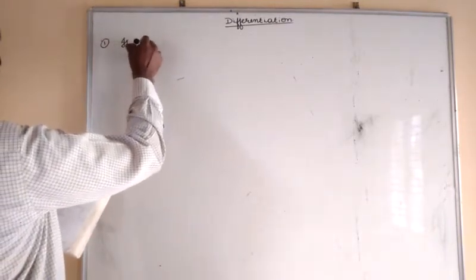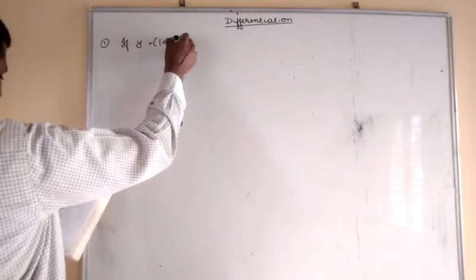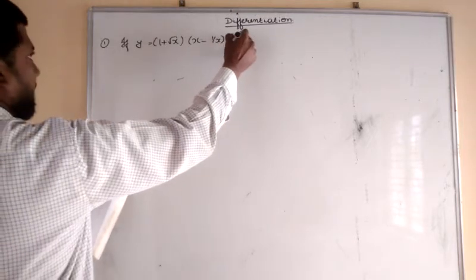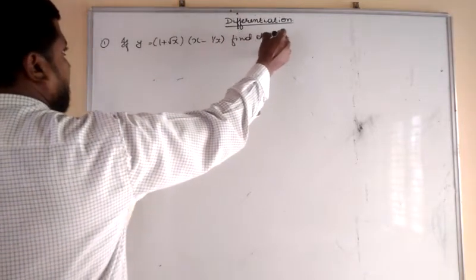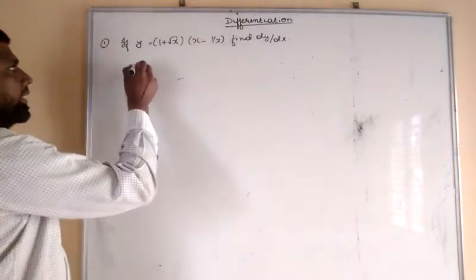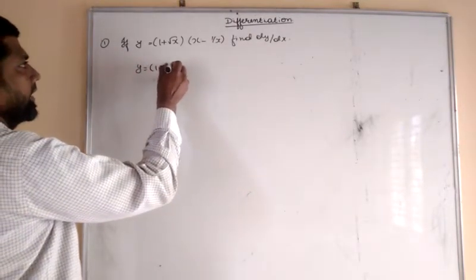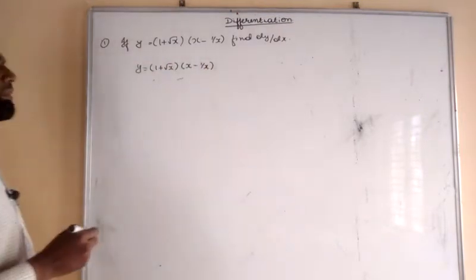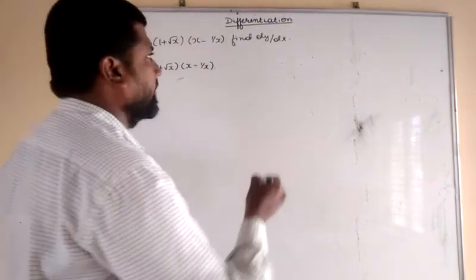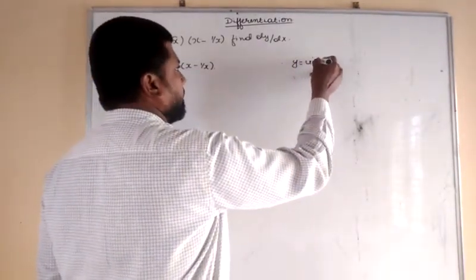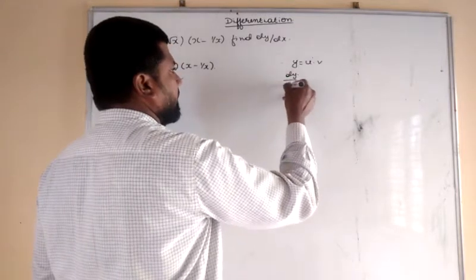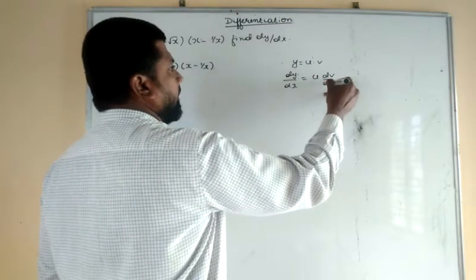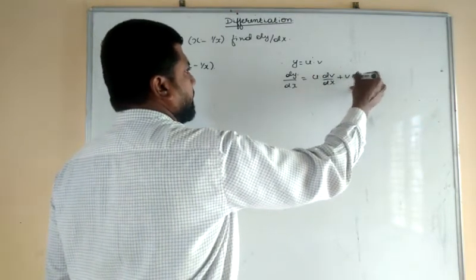If y is equal to 1 plus root x into x minus 1 by x, find dy by dx. So this is the problem. You know the formula for the product rule: y is equal to u into v. Differentiation of y with respect to x is u as it is, differentiation of v, plus v, differentiation of u.